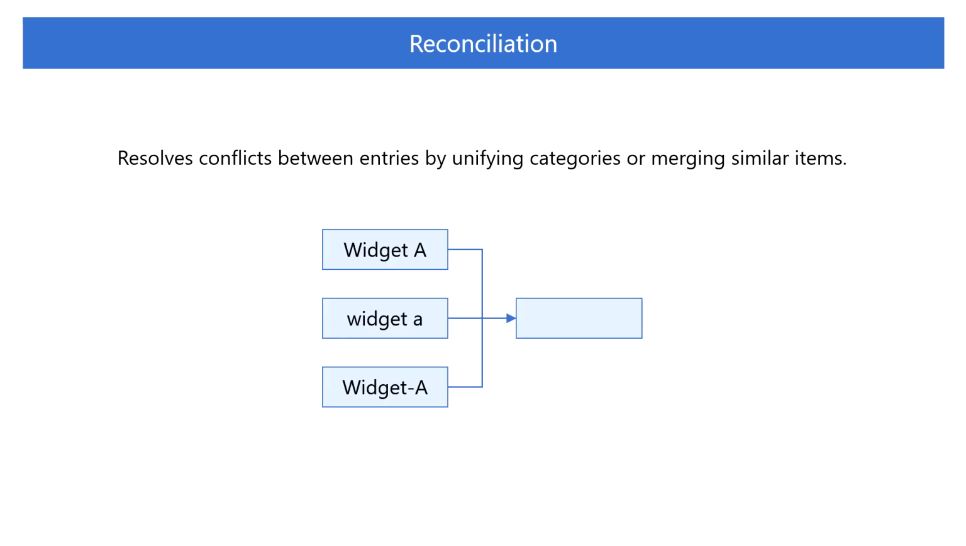Let's go on to another method to handle inconsistencies, reconciliation. Reconciliation resolves the conflicts between entries by unifying categories or merging similar items. For example, product names like Widget A, widget a, and Widget-A may need to be merged into a single category. This is done based on similarity.